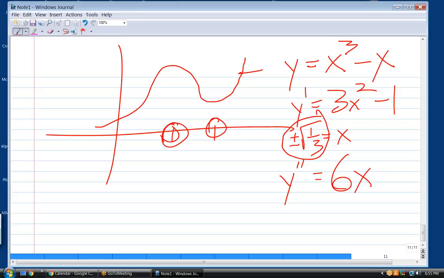What do I know is true if the second derivative is positive? Is the function concave up or concave down? Concave up. So, if my second derivative is positive, I have found the minimum. If the second derivative is negative, I have found the maximum.